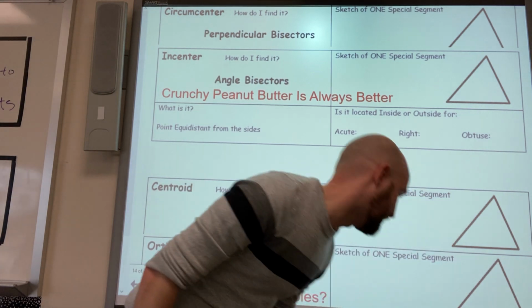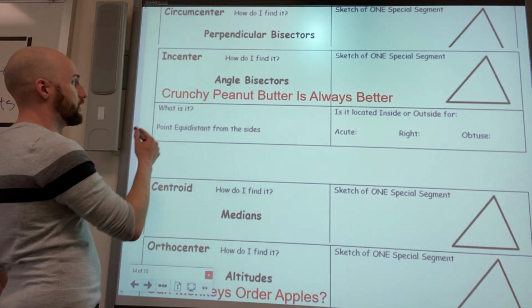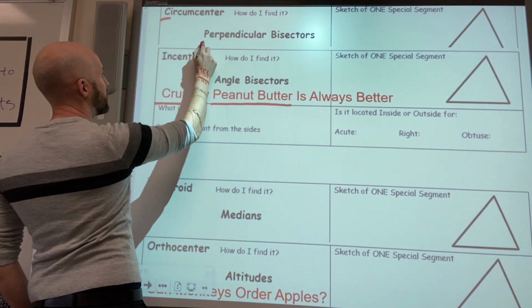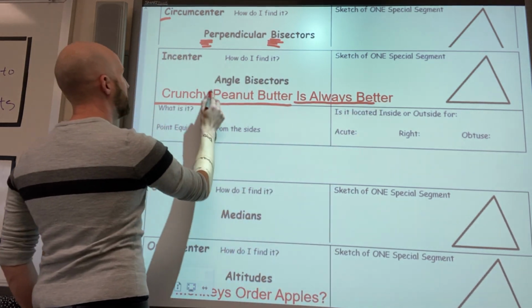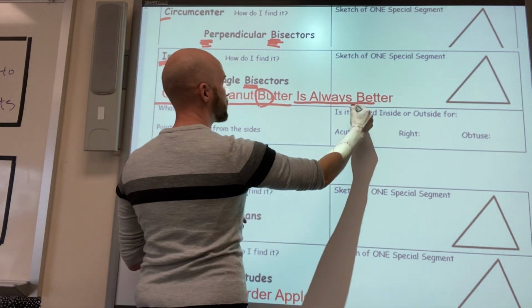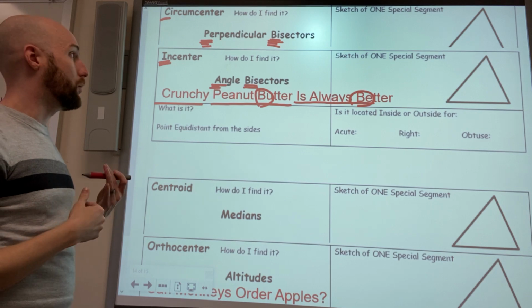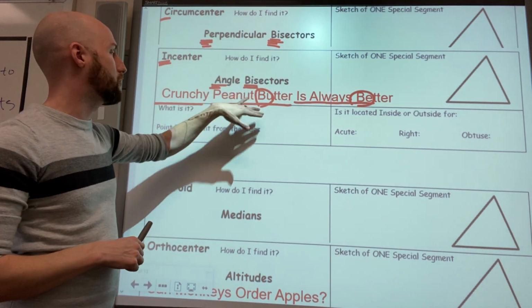Okay, it means absolutely nothing, but it is a silly way that I try to organize vocabulary. Crunchy peanut butter is that the circumcenter is perpendicular bisectors, and is always better is incenter is the angle bisector. So the two bisector ones are organized in that sentence. So crunchy peanut butter is always better. Circumcenter is perpendicular bisector. Incenter is angle bisector.